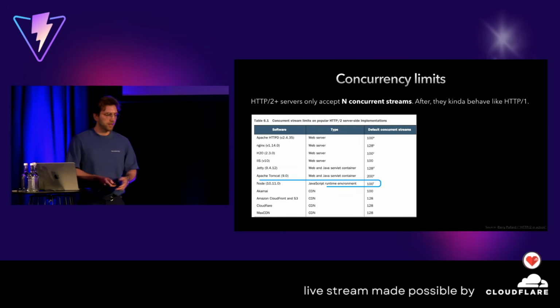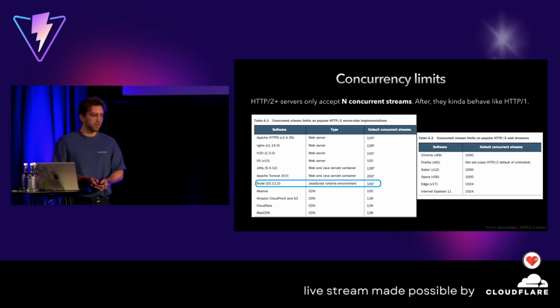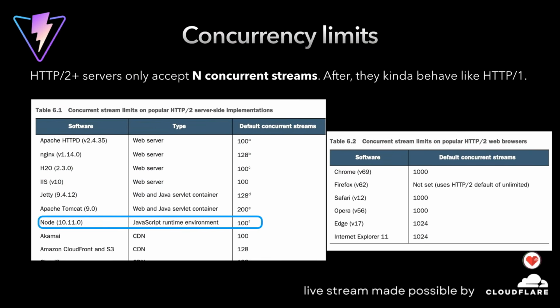And the limit is surprisingly low. Here's Node.js, a very popular server, I guess, amongst us. It hasn't changed since Node version 10. So after 100 downloads in parallel, they all start waterfalling. Browsers also have some limits, but I hope no one has 1,000 chunks to load.